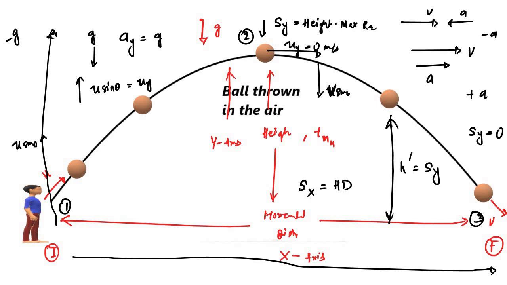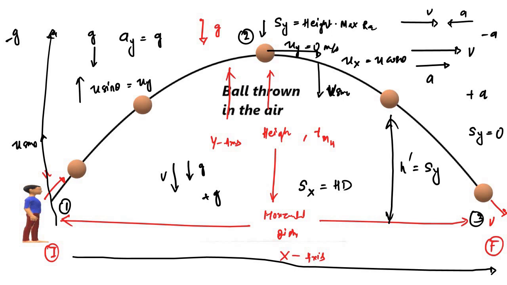Here I'm just giving you a brief introduction so that you have a basic idea before we go into the detailed analysis. At this point, the vertical component is 0, only we have the horizontal component ux, which is equal to u cos theta, which remains constant. From here it undergoes the downward motion. From point 2 to point 3, motion is downwards, gravity is also acting downwards, so gravity becomes positive.